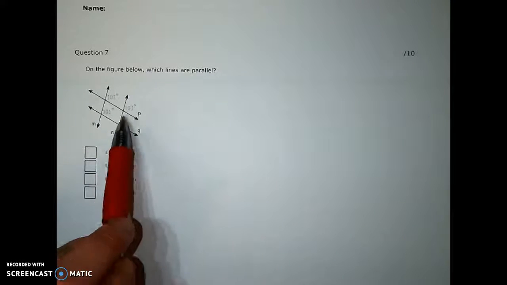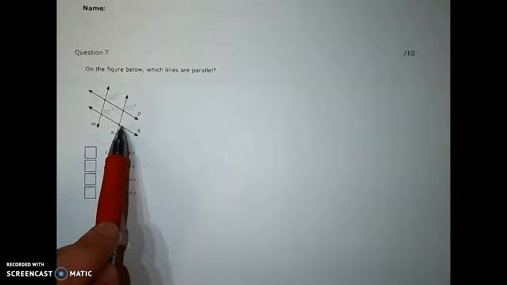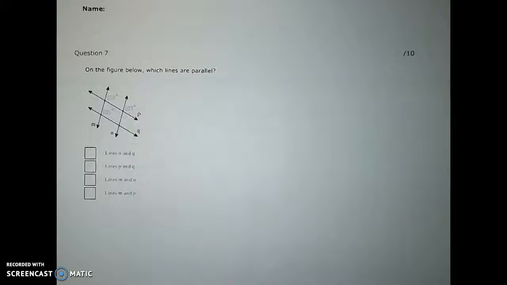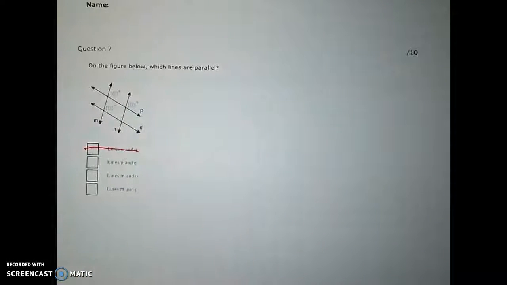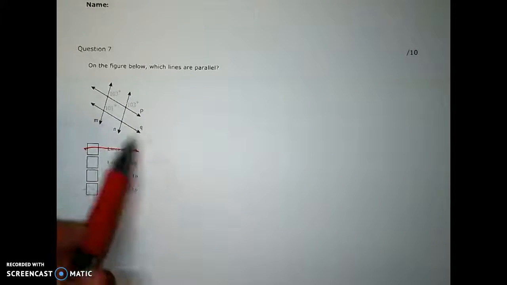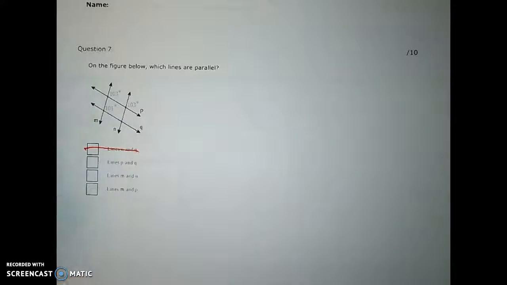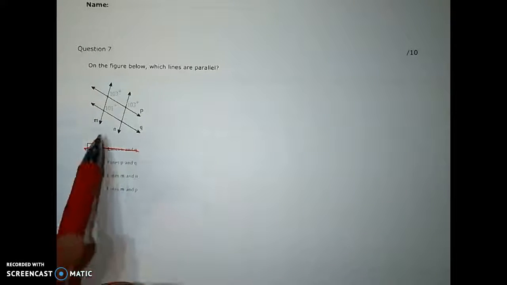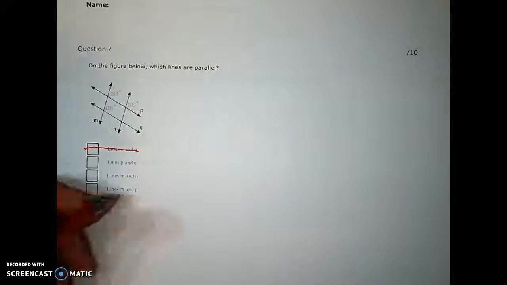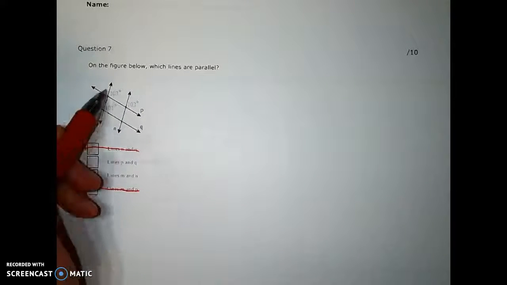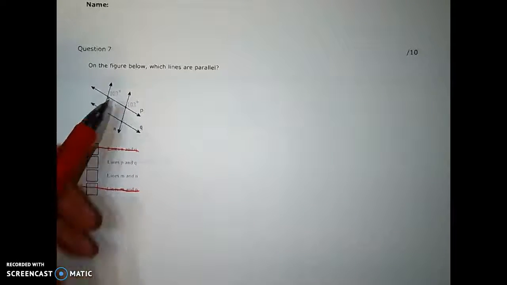Now what I see is that N and Q intersect at this point right here, and so I know that these are definitely not parallel. So that is not going to be a choice. Now P and Q kind of look parallel, so we're still going to check that to see if they will be. M and N also kind of look parallel, but we're going to check those to make sure they are. And then if we look at M and P, I know I can also cross out that choice because those are two lines that intersect at this point right here.